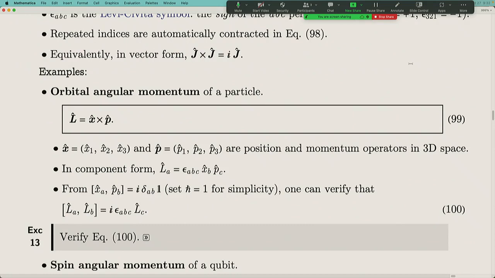And then there's an example which tries to justify why angular momentum looks like that. One idea is that angular momentum can arise from the orbital motion of a particle. If you have a point at the origin, and a particle circulating around the point, you can compute the angular momentum by taking x and p. x is the displacement of the particle from the origin, p is the momentum of the particle, then x cross p is the angular momentum of this particle with respect to the point that you choose, okay?